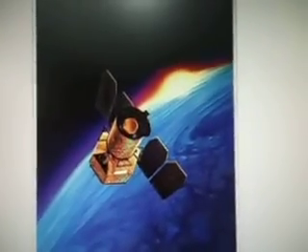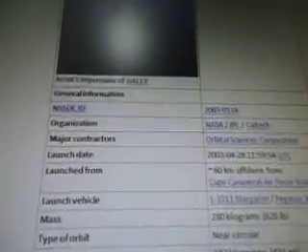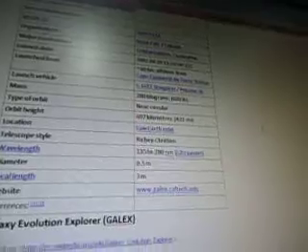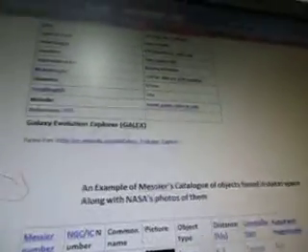So there's a picture of the Galex. That's what it looks like. That's an artist's impression of it, actually. And it's from NASA, JPL, and Caltech. It launched in 2003. I don't know if it's still up there or not. I didn't really look into that. Okay, so I wanted to show you some cool stuff about Messier.